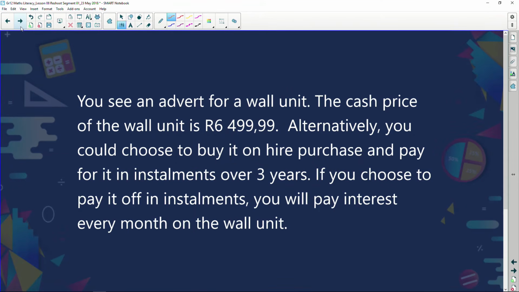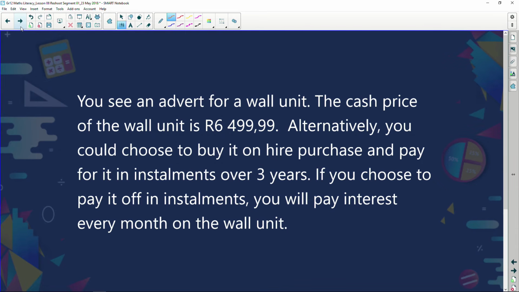Okay, let's have a look at an example of hire purchase. You see an advert for a wall unit. The cash price of the wall unit is 6,499 rand 99 cents. Alternatively, you could choose to pay it on hire purchase and pay for it in installments over 3 years.